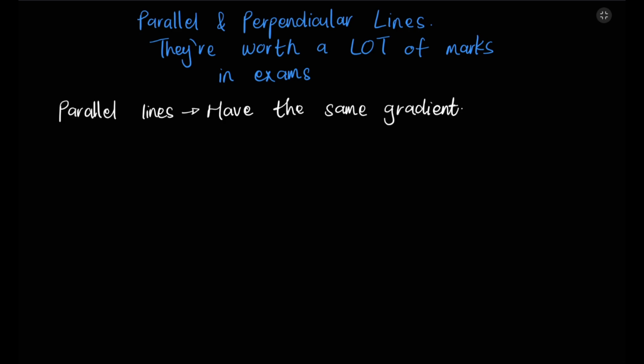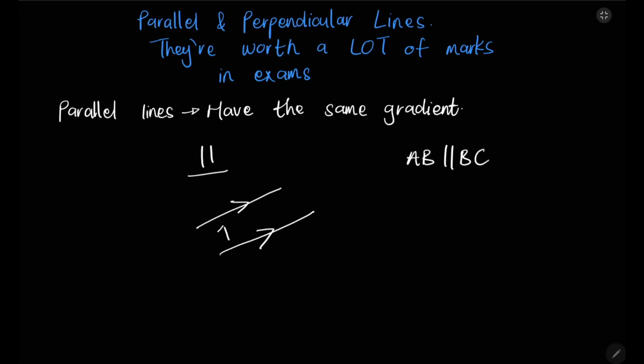So in mathematics or in geometry, we use this symbol to show that two lines are parallel. For example, we might say line AB is parallel to BC by using this symbol. And on diagrams, if you have this line and that line, they might use these two matching arrows to show that they run in the same direction, to show that these two lines are parallel. And remember, parallel lines always have the same gradient.